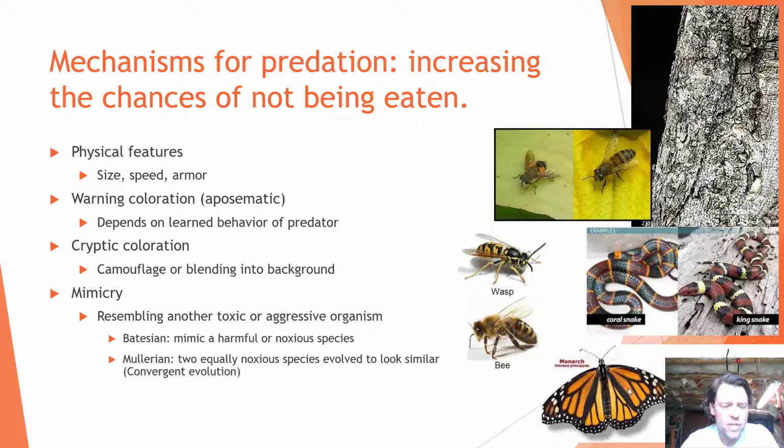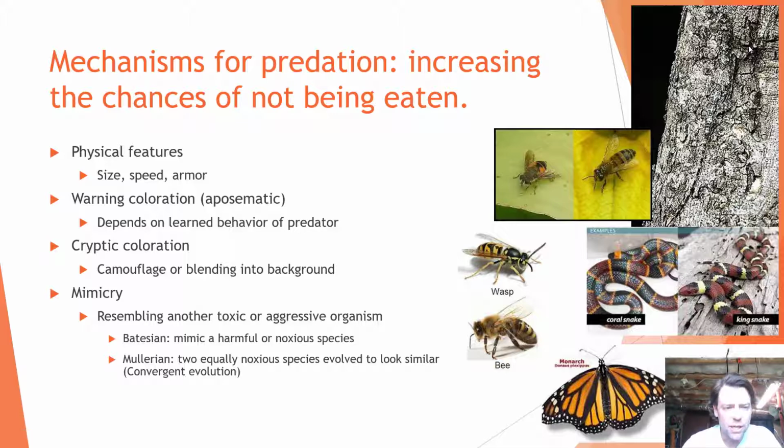And then cryptic coloration. This is where organisms blend into the background. And you can see up here on the right, there is actually a lizard in this picture. It's really difficult to see, so it's really well camouflaged, has this really good crypsis. You can think of lots of other organisms that have this cryptic coloration.